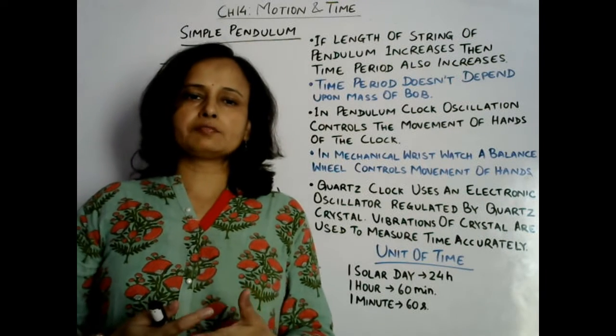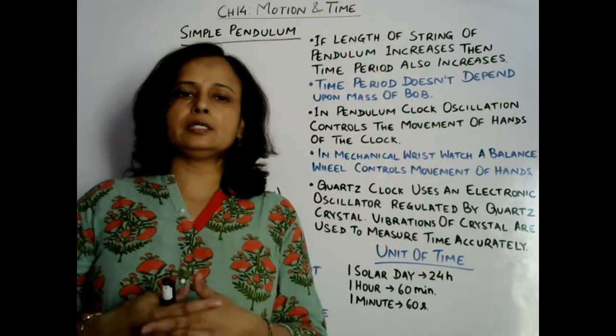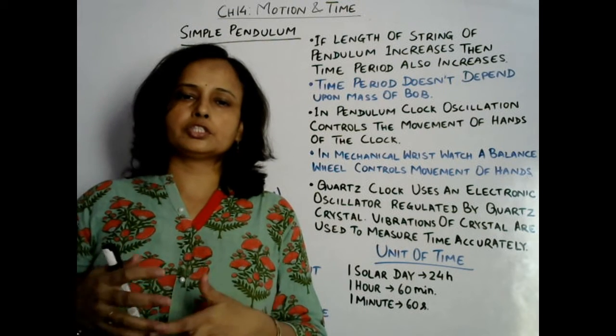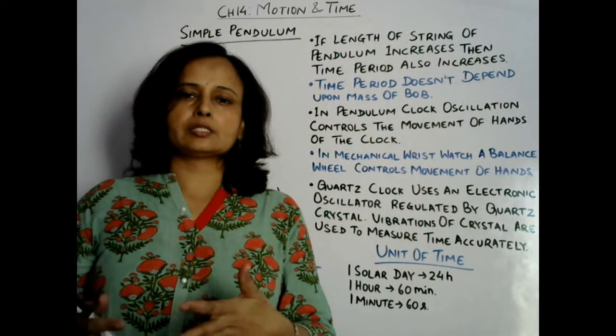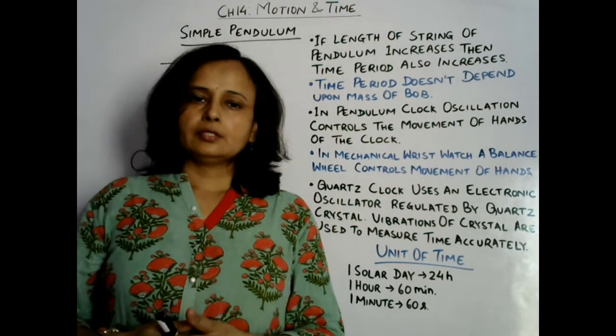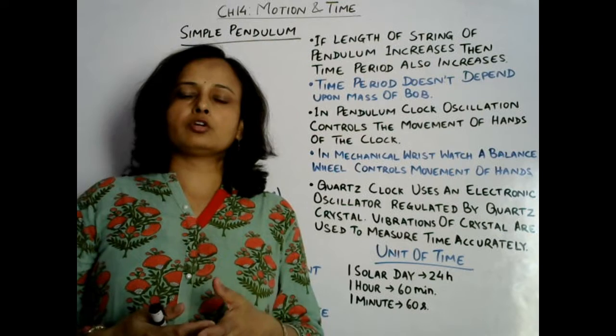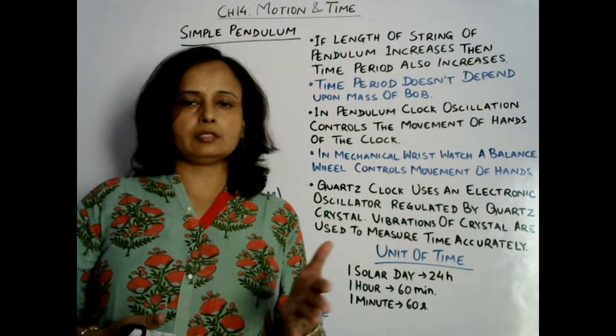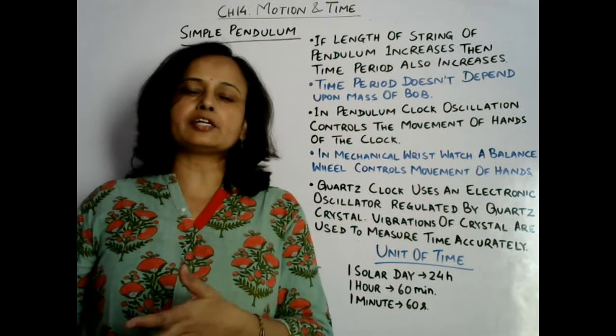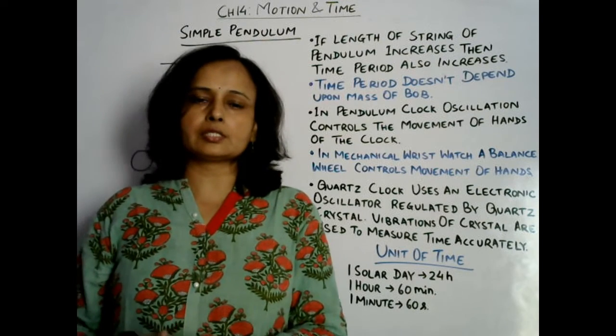So in this way, gradually different kinds of clocks and watches came into existence. Those were manufactured, but the pendulum clock was the first one, and then different kinds of clocks came into existence.